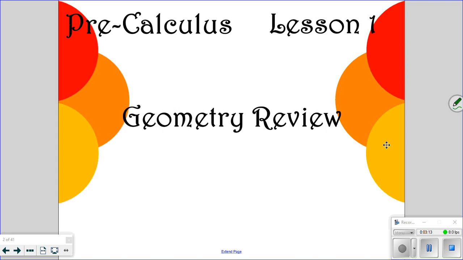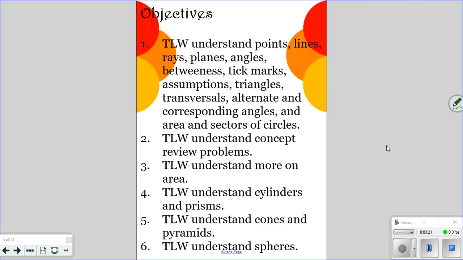But I don't want to skip them because I do want to review it just a little bit, but we're not going to spend a lot of time going over these because most of it should be review. So points, lines, planes, angles, concept review problems, area, cylinders, prisms, cones, and pyramids, and spheres. All of that is going to be covered today. So you should be able to do most of it after we finish this lesson.